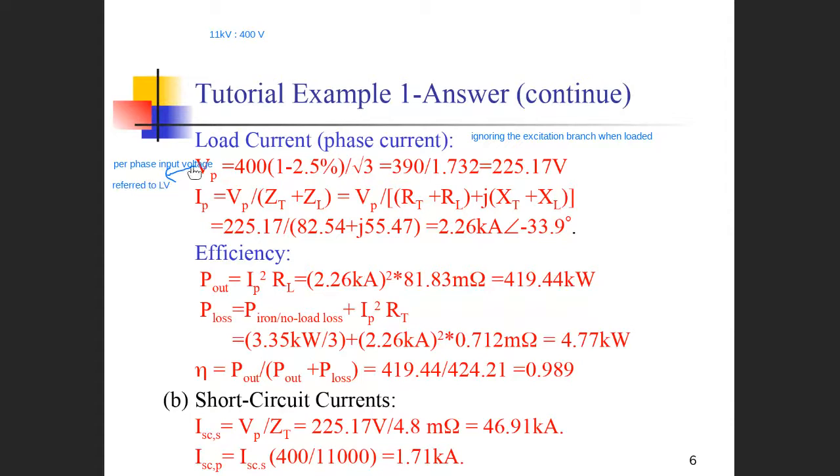The per phase input voltage referred to lower side, that is 225.17 volts, which is higher than the rated voltage required for loading, which is 220. Now, this is the per phase input current referred to secondary. So that is the current, the voltage over the total impedance. We're going to have the total impedance.